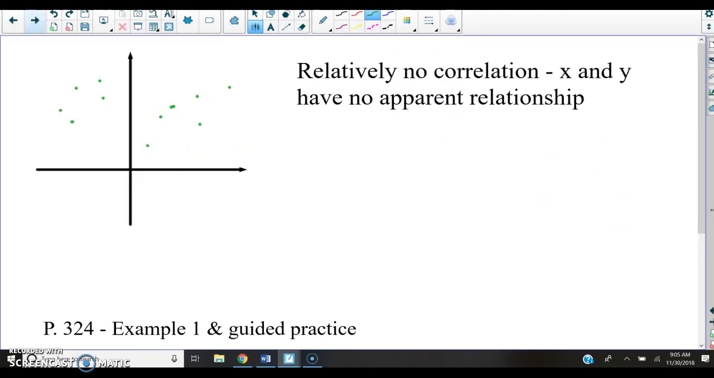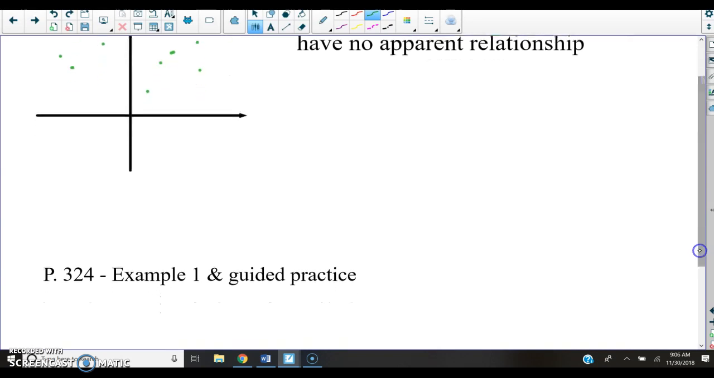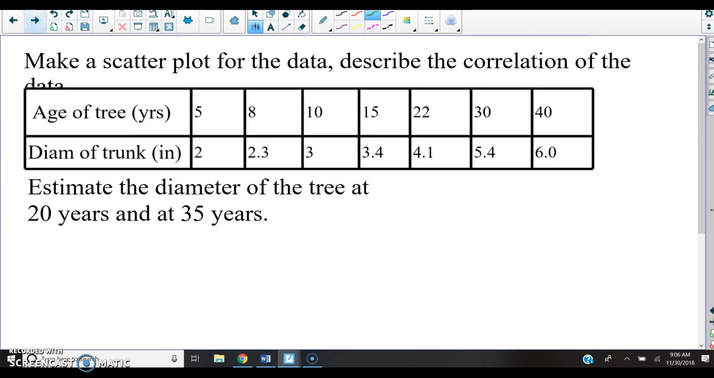And there's a lot of examples where there's no correlation. There's no correlation in this set of data. There's so many places out there. The number of people that drive Ford vehicles compared to the number of people in the community probably has no correlation, because some people will like the Chevy dealer, or some people like the Dodge or Chrysler or whatever. If you take a look at page 324, they have some examples. You can take a look at the guided practice. Some of you understand it now. Some of you need to take a look at it.